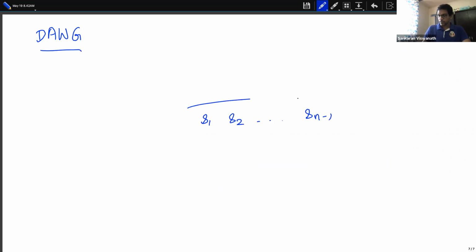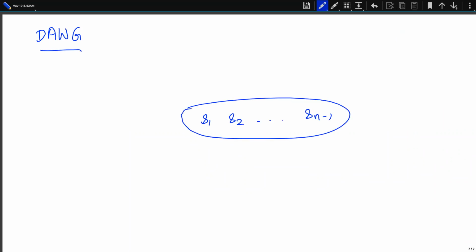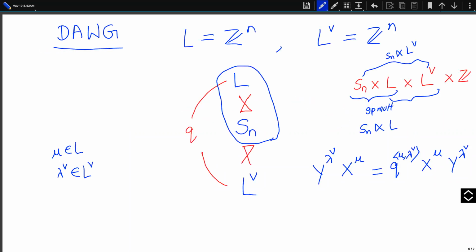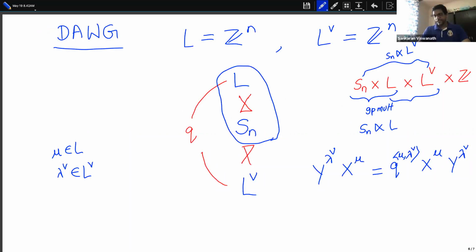Sorry, can you go to the previous slide for one second? Yes, sure. It's slow today. This one? Sorry, I have a quick question. So this inner product is the usual dot product? Yes. In this case, it's the usual dot product on Zn because both are just Zn.